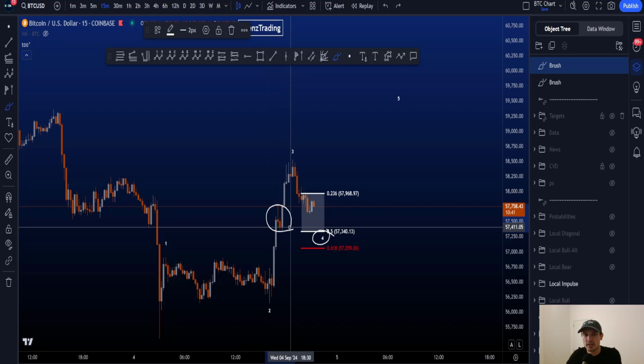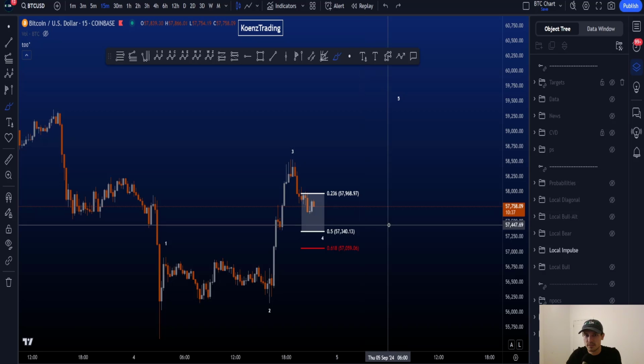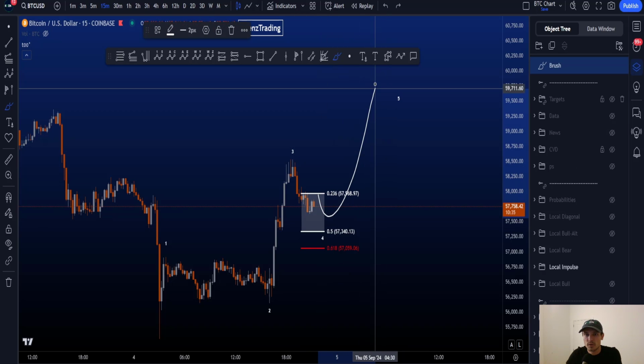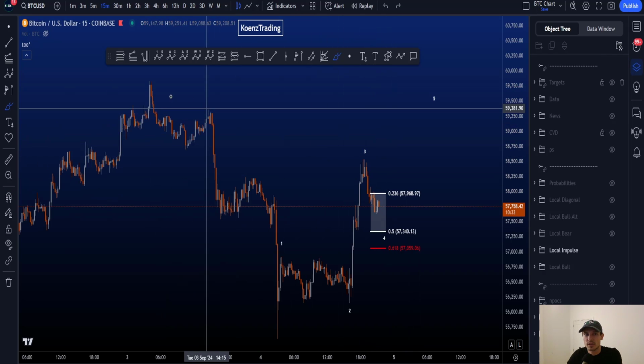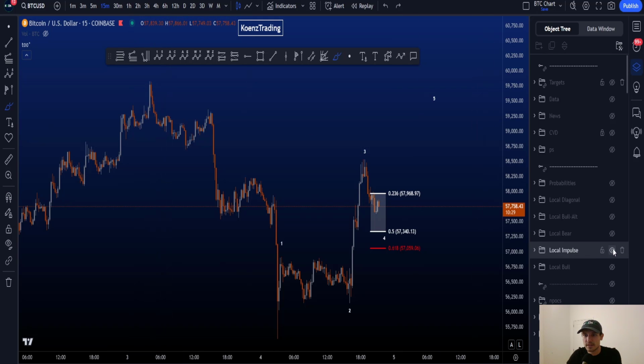So the price action here is important support and also in confluence with the 0.5. After a 4, we want to see a wave 5 towards the upside, and of course we do like to see this high taken here at 59.8k.